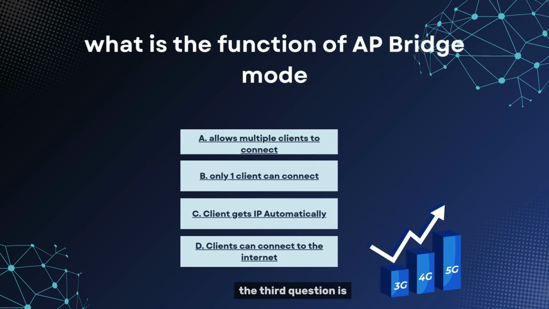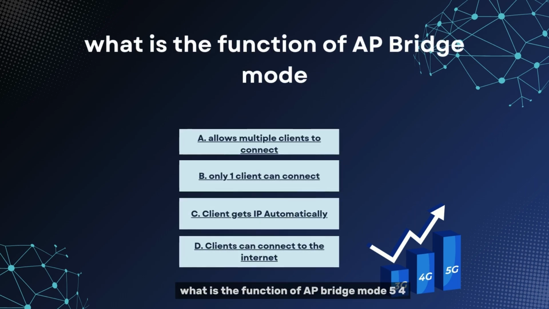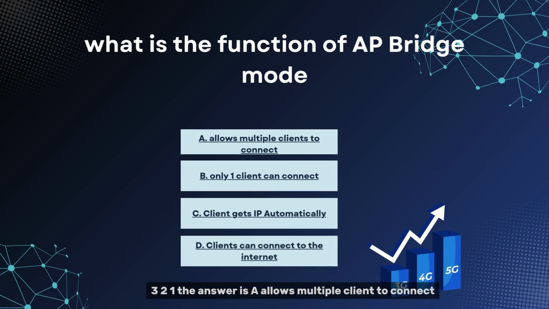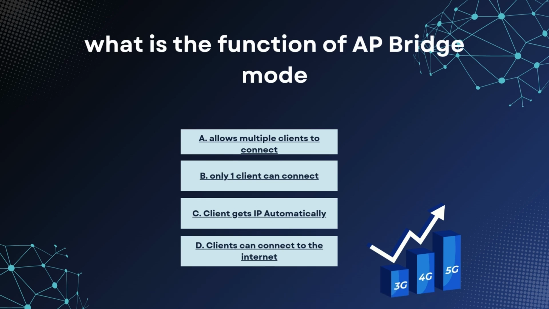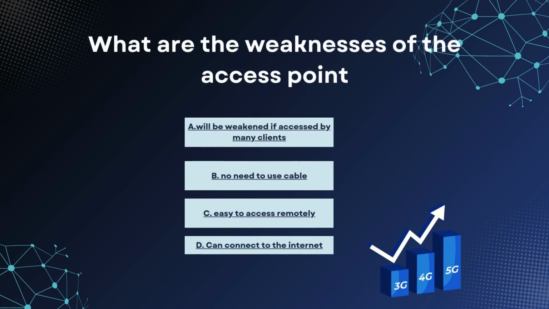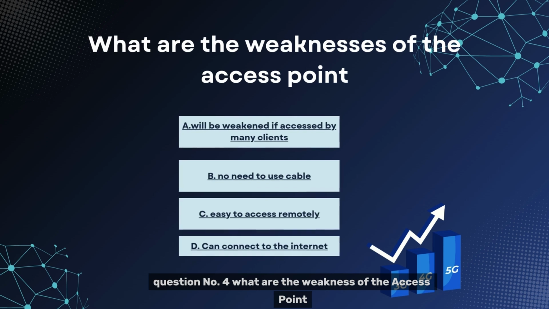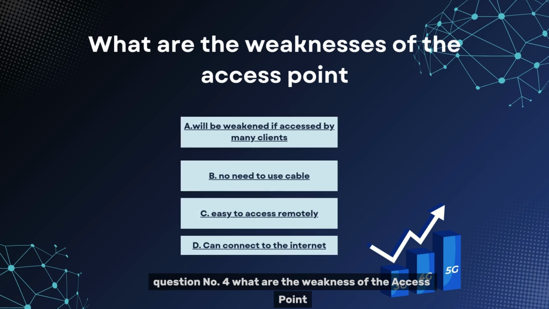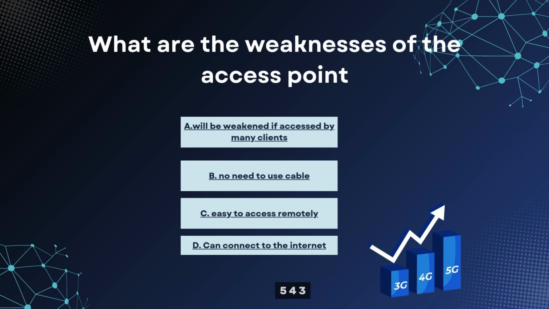The third question is, what is the function of AP bridge mode? 5, 4, 3, 2, 1. The answer is A. Allows multiple clients to connect. Question number 4. What are the weaknesses of the access point? 5, 4, 3, 2, 1. The answer is A. Will be weakened if accessed by many clients.